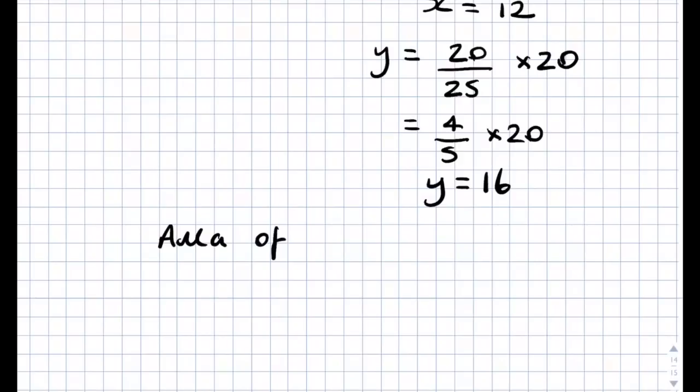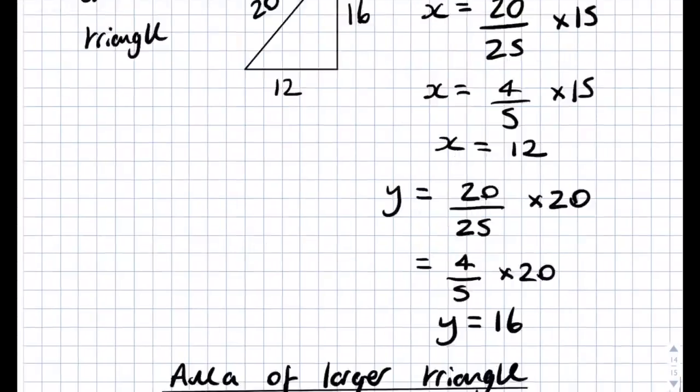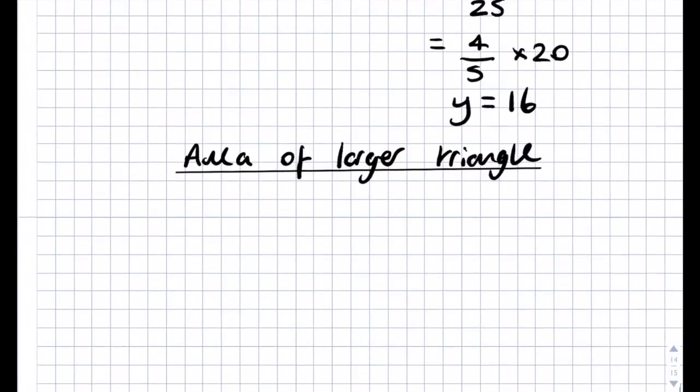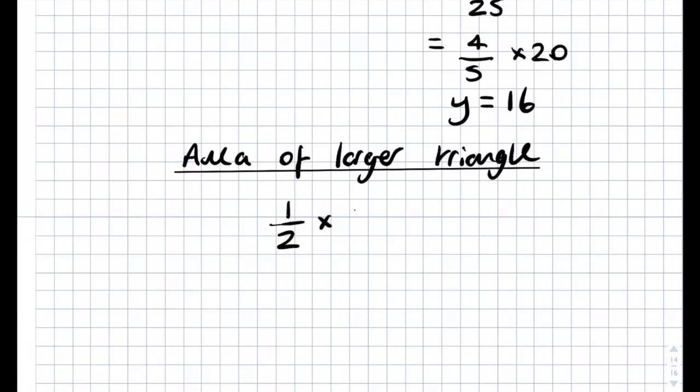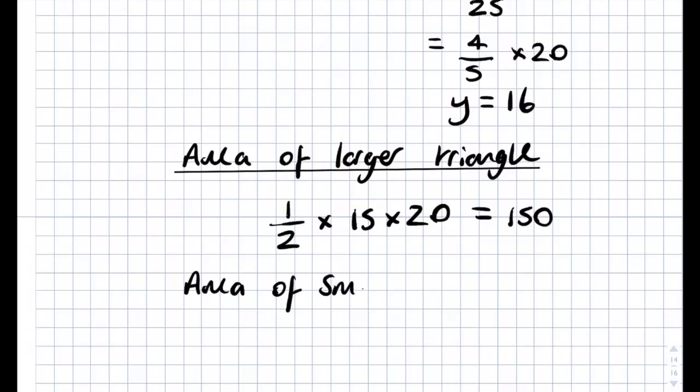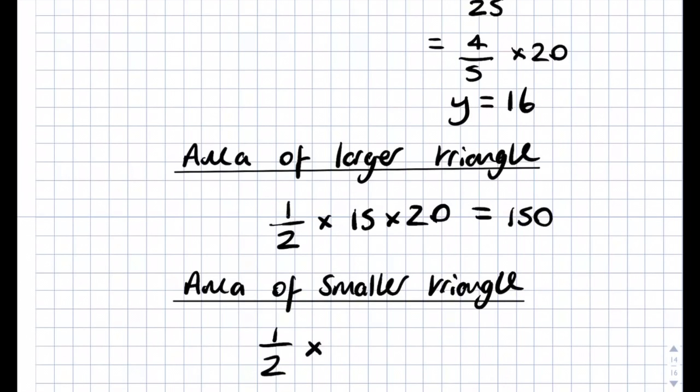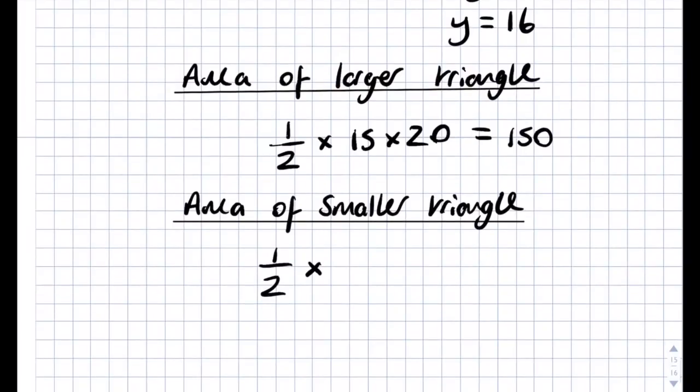So, area of the larger triangle. The area of the larger triangle is going to be a half times 15 times 20, which is going to be 20 divided by 2, which is 10. 10 times 15 is 150. And the area of the smaller triangle is going to be a half times 12 times 16, which is 16 divided by 2 is 8. 8 times 12 is 96.